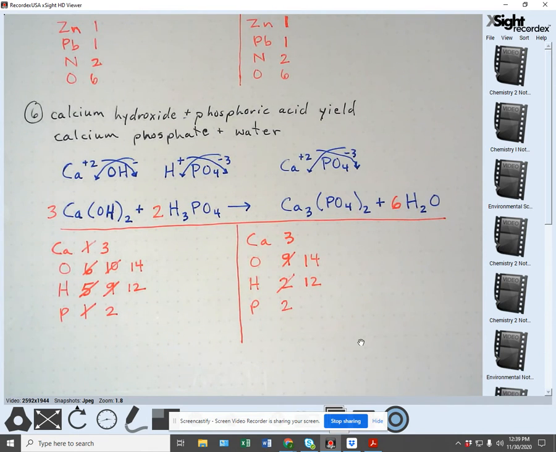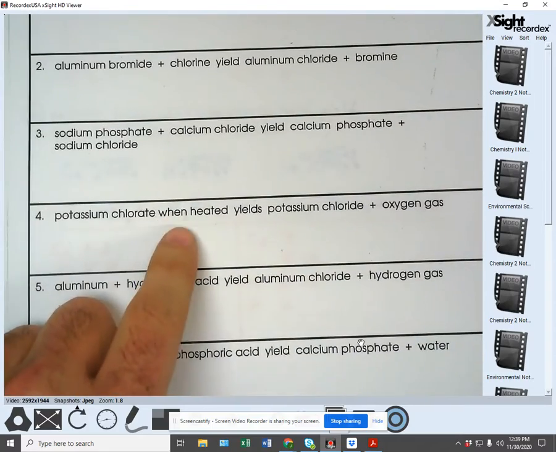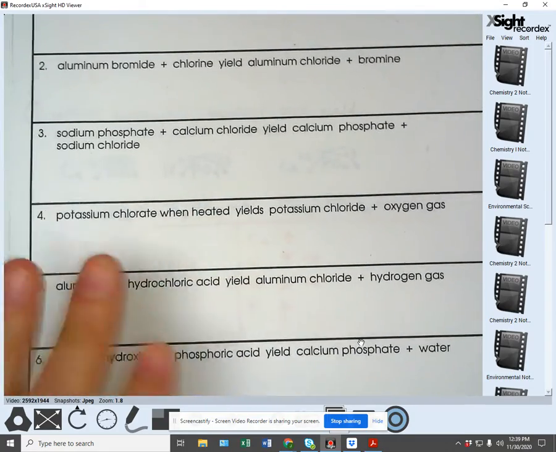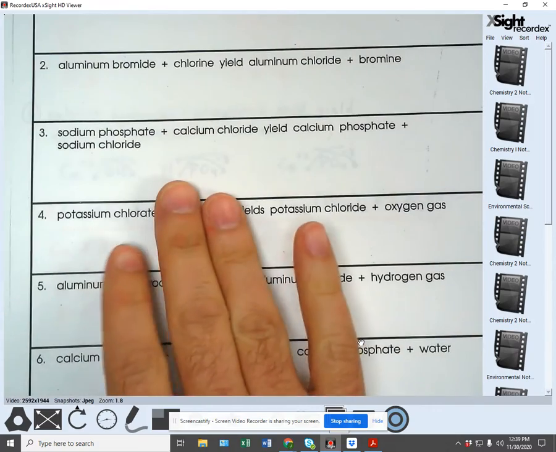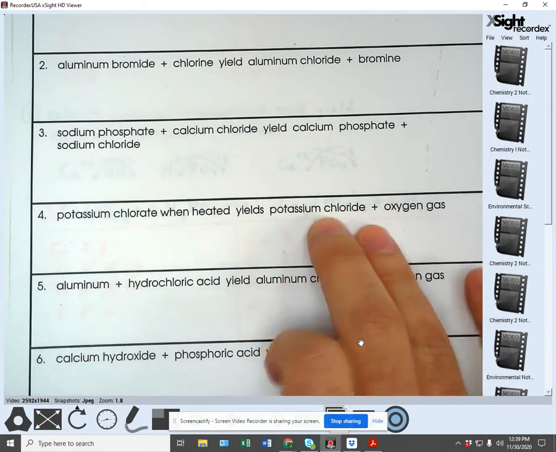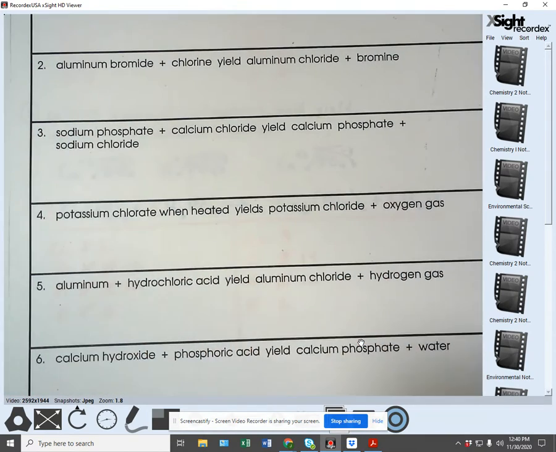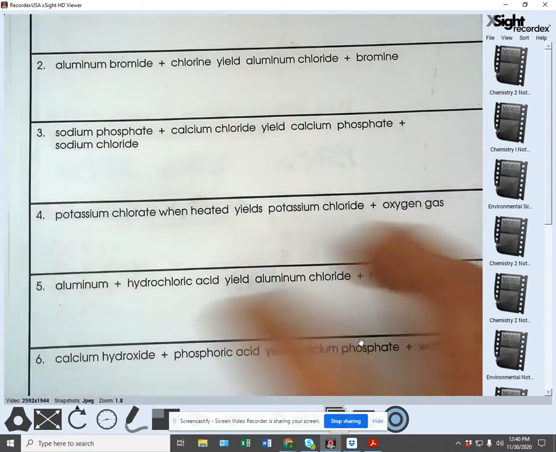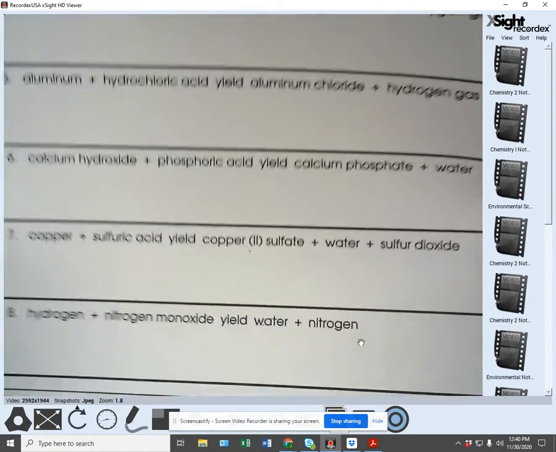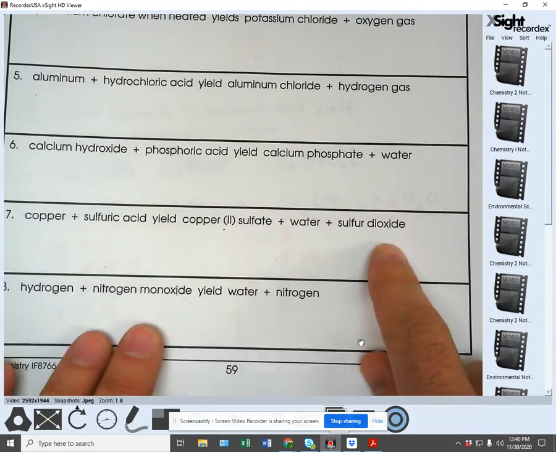Okay. So hopefully that helps you a little. If you guys run across anything else, a couple of things just to mention at the very end here. The number 4, the one heated, that doesn't do anything. You can literally just ignore that. Potassium chlorate yields potassium chloride and oxygen gas. Okay, the when heated part is just what triggers the reaction, but it's not part of the actual written equation.